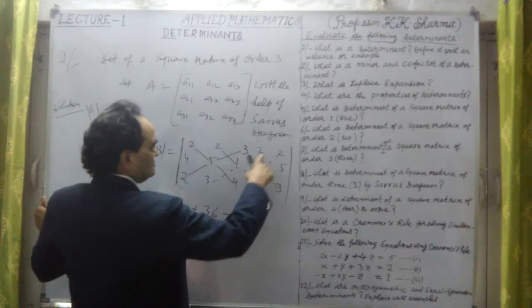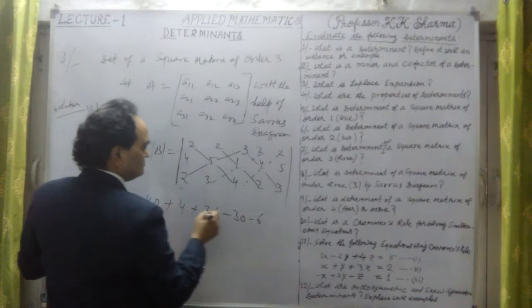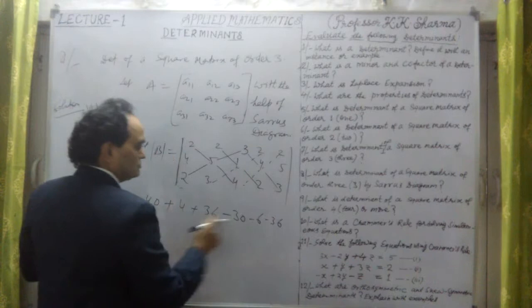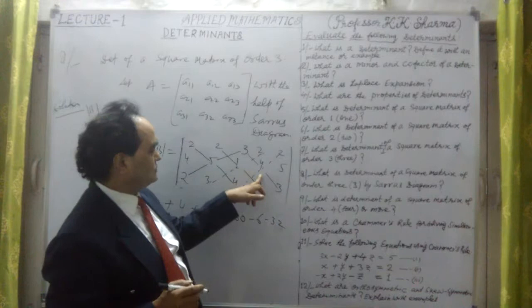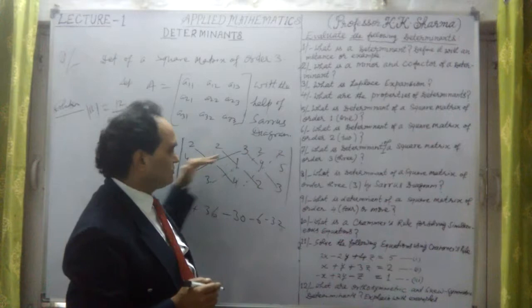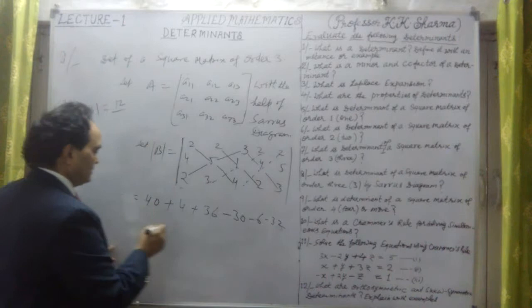Then this is 3 times 1 is 3, times 2 is 6. 3 times 2 is 6 only, minus 6. And this is 4 times 4 is 16, times 2 is 32. This is the third non-diagonal value. Main diagonals are these. This is how the answer will be calculated. Let me just subtract them.